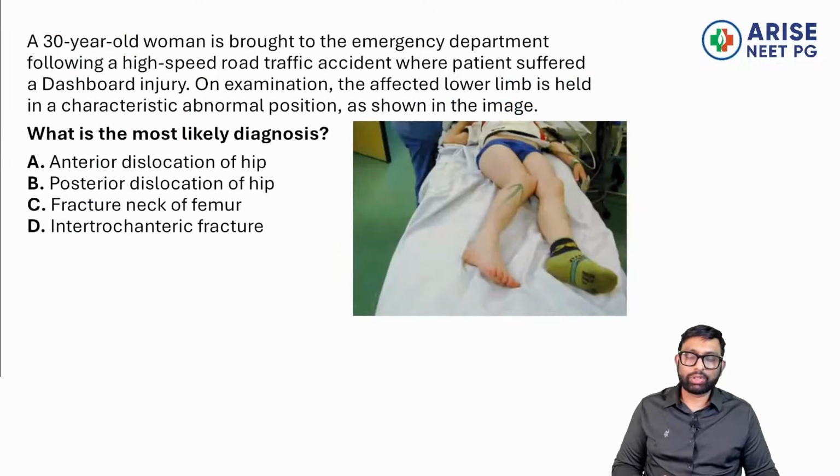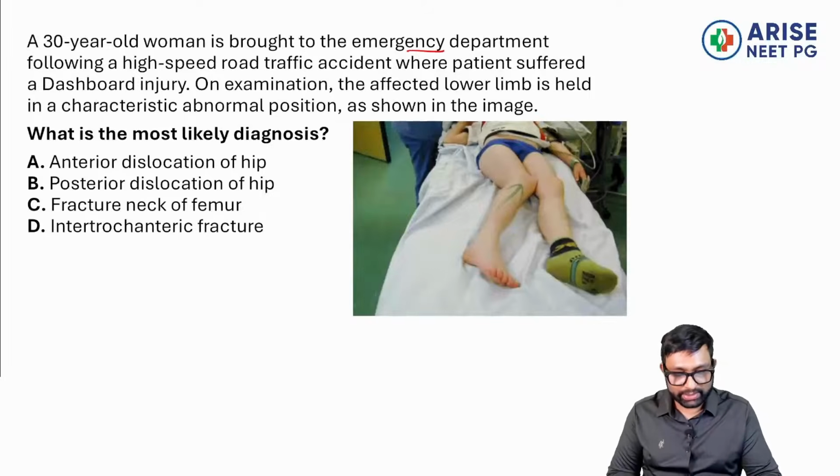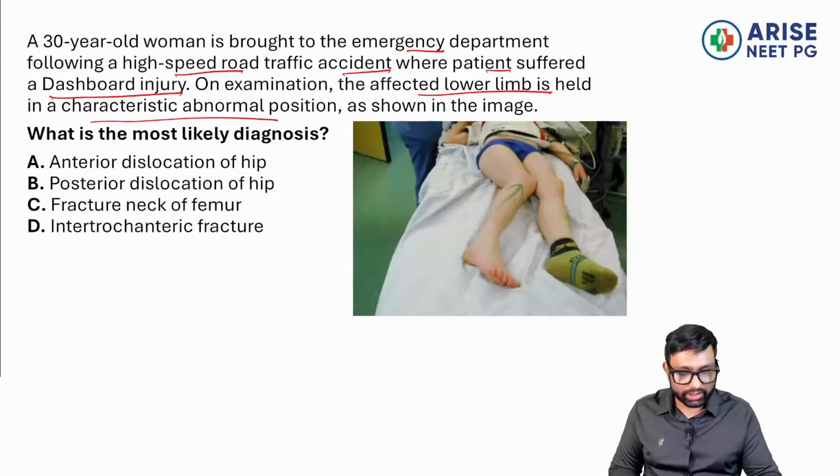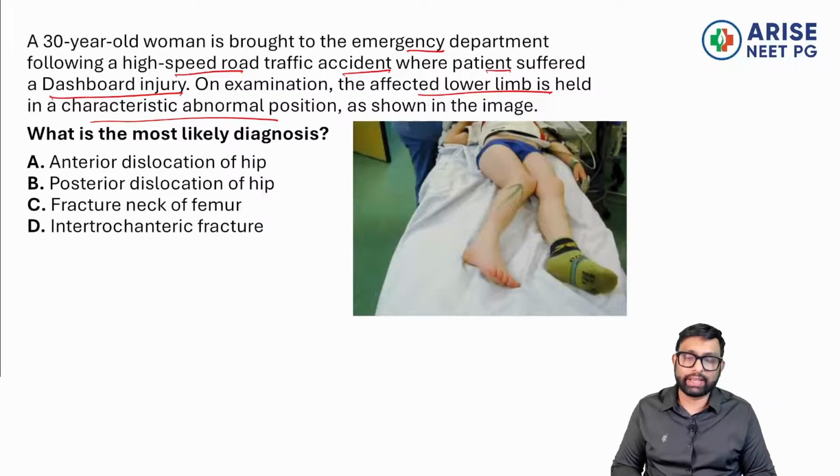Okay. Now the last question of the session. A 30-year-old woman is brought to the emergency department following a high-speed road traffic accident where the patient suffered a dashboard injury. On examination, the affected lower limb is held in a characteristic abnormal position as shown in the image. What is the likely diagnosis? Is it anterior dislocation, posterior dislocation, fracture neck femur, or intertrochanteric fracture? Can you tell me the answer to this?